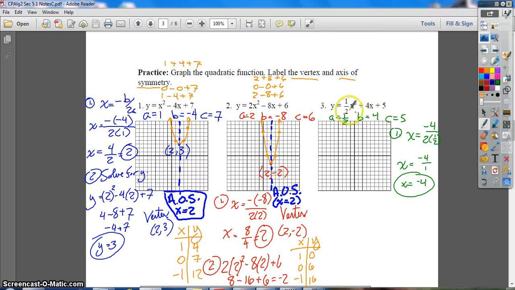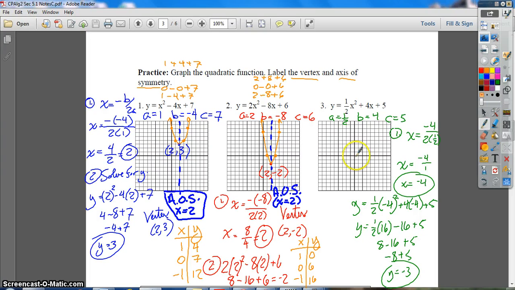Let's plug negative 4 into this. So I'll have half of negative 4 squared plus 4 times negative 4 plus 5. So this is half of 16 minus 16 plus 5. So 8 minus 16 plus 5 is negative 8 plus 5. Y is negative 3. So your vertex is at negative 4 down 3.